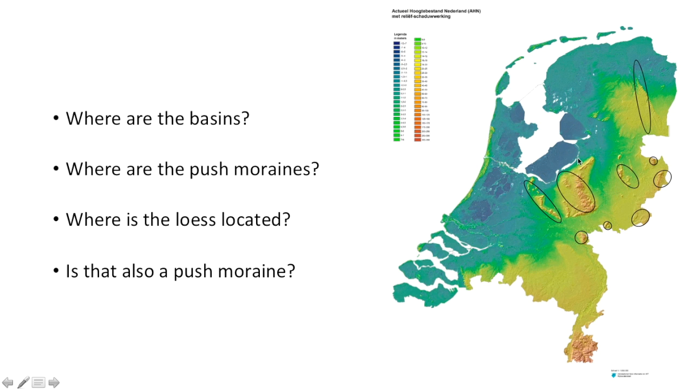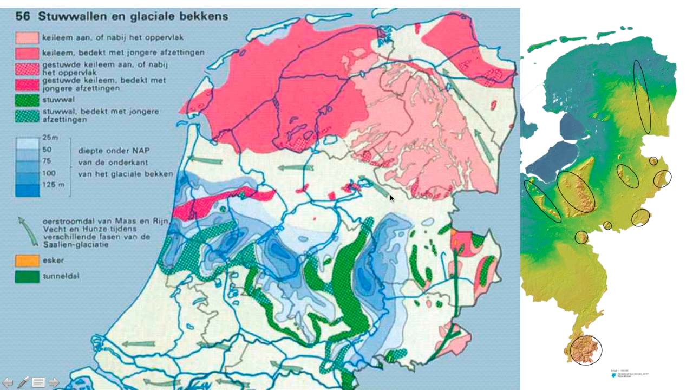And the push moraines are located around these basins. The loess is only located over there. Is this a push moraine? Now, you are very stupid if you thought it was a push moraine. It's not. All right, ice never got there.